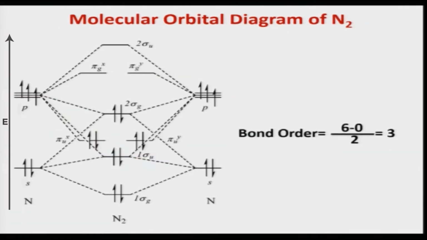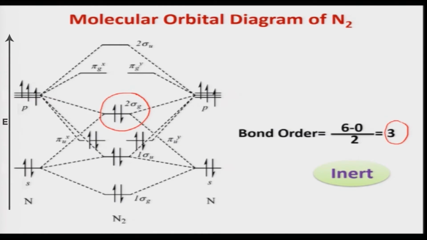Now, let us look at the molecular orbital diagram of dinitrogen. As you can see, the highest occupied molecular orbital, which is a sigma orbital, contains 2 electrons, it is a bonding orbital. Now, if you calculate the bond order, it is 3, very high bond order. So, that is the reason why it is so inert.